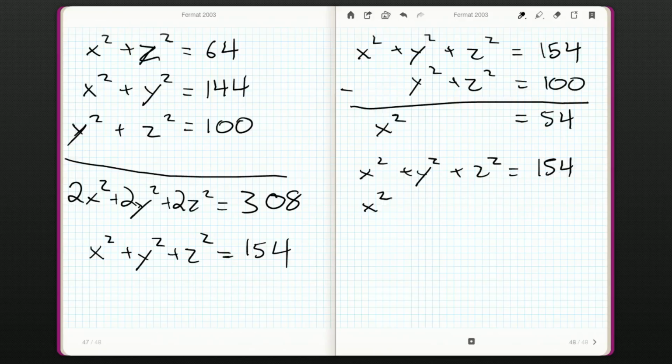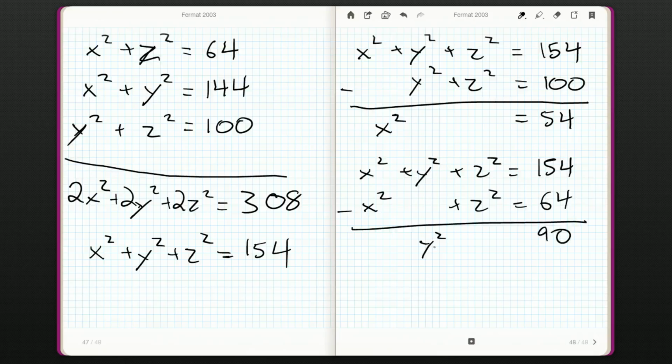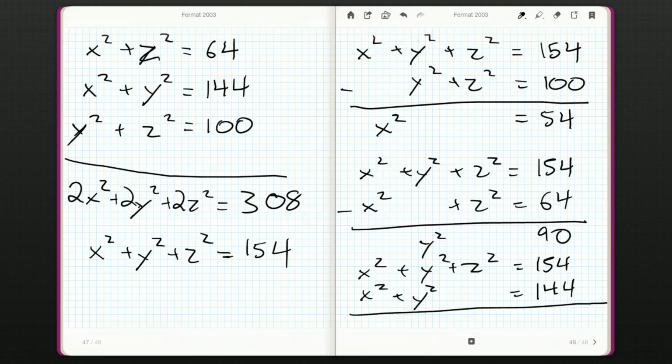I can keep doing this. Suppose I wanted y squared. I know x squared plus z squared is 64, which gives me a difference of 90. And one more just to figure out what z squared is. We know x squared plus y squared is equal to 144. So z squared should be 10.